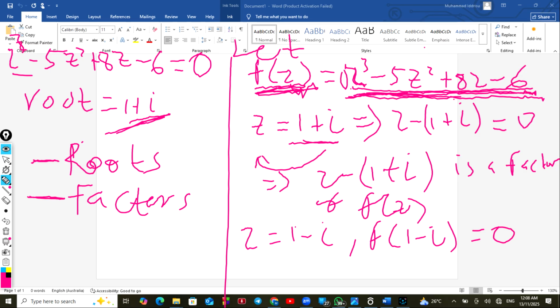So now we have two roots of the complex number. We also have z equal to this, so let's make a factor out of this one too. So z minus 1 minus i is also a factor. Now we have two factors: z minus 1 plus i is a factor, and z minus 1 minus i is a factor.